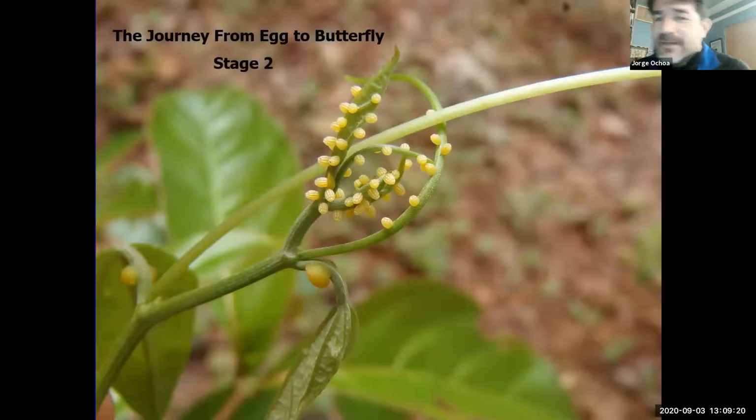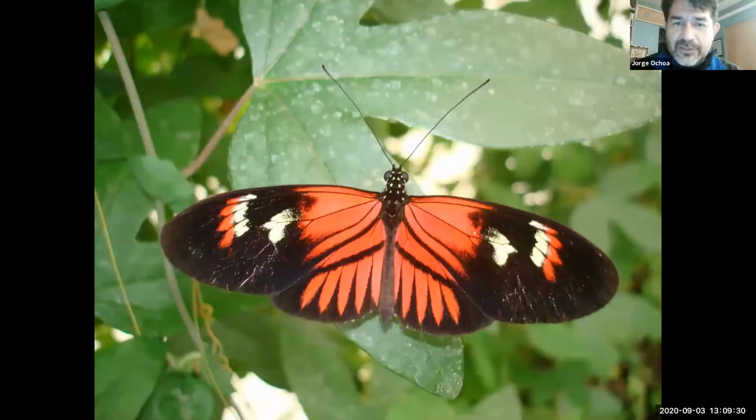Now, if the butterfly happens to find the plant, there are certain things that need to occur. The butterfly is going to land on the plant, and then chemical signals received through its leg are going to verify that it is in fact a passion vine. The next thing that the butterfly is going to do is inspect the plant for health. An unhealthy plant is not going to have enough energy for sustaining the caterpillars and getting them to adulthood.